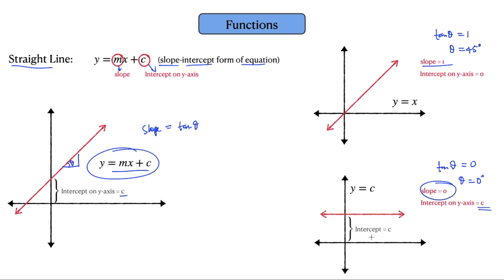You can have one more type of equation, x = c. In that case, the line will be represented by this. The line will be parallel to your y-axis, and this particular distance will be equal to c. So if it is y = c, the line will be parallel to the x-axis. If it is x = c, the line will be parallel to the y-axis. This is what you have to understand, and I guess this is clear to you.